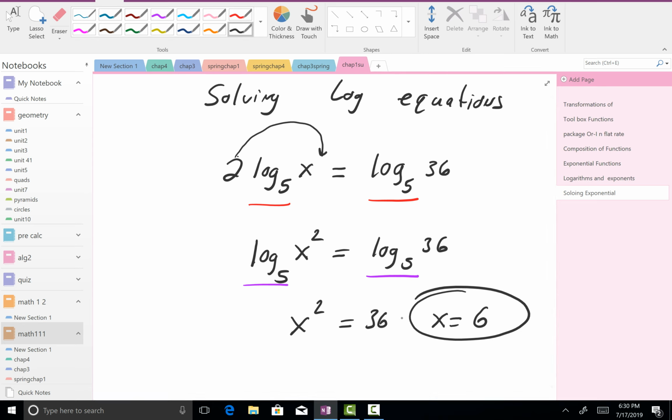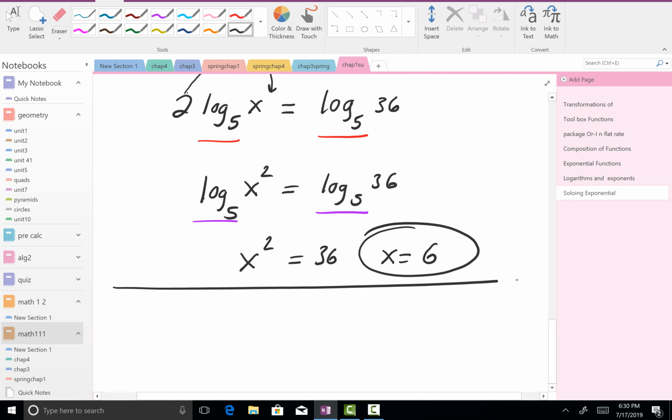So you don't move the 36 to the front of it since you get to the front already? Say that again. You don't move the 36. Oh, it's just a log of 36. All right, so you only have to worry about the positive part because you can't take the log of a negative.